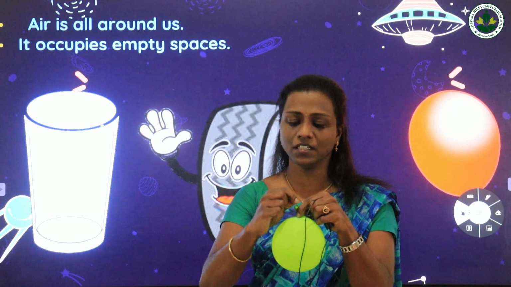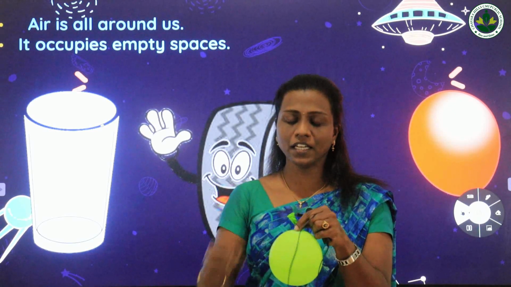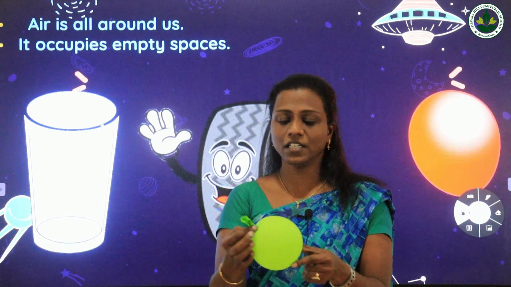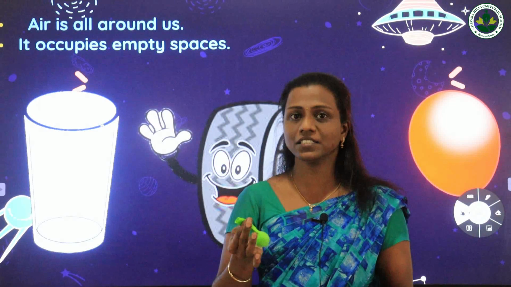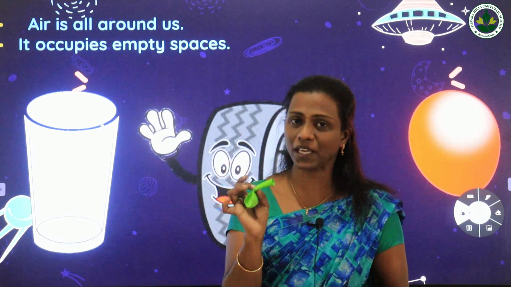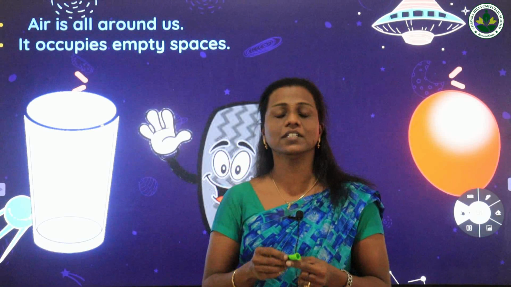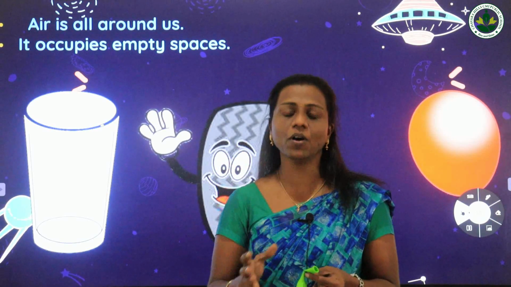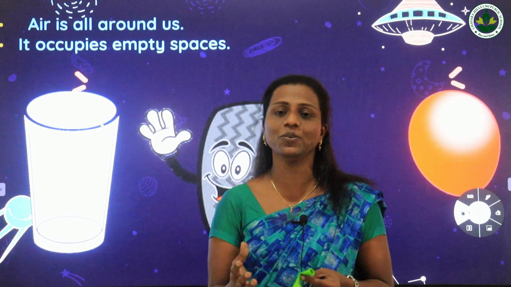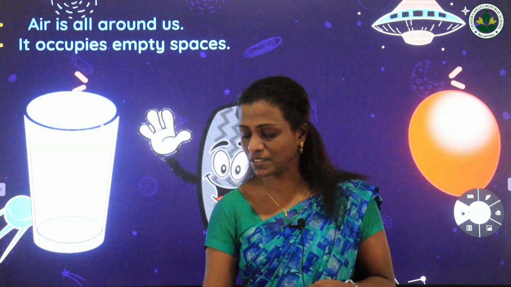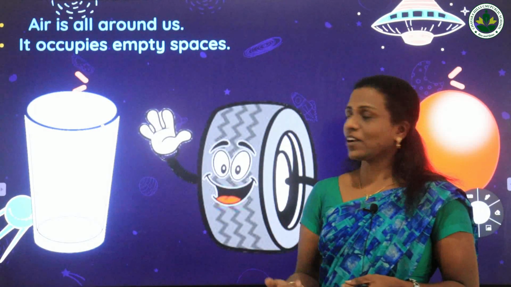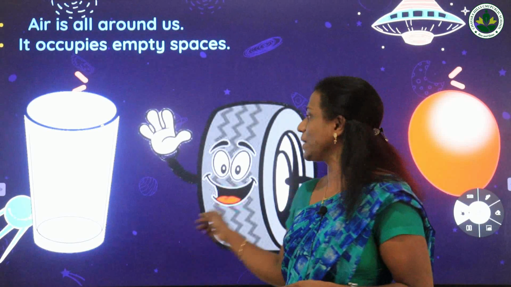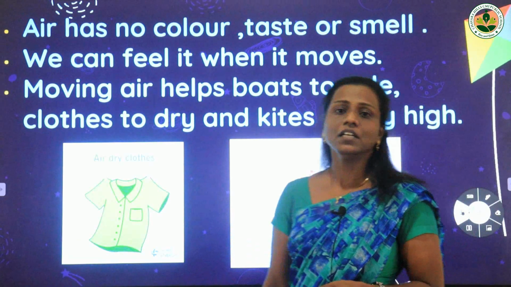You can see here, I am going to release the air from the balloon. At that time you can see the balloon's size is decreasing, and we can understand that air occupies the space inside the balloon. Inside the balloon there is space, and when we blow into the balloon, the size of the balloon will increase. So air is all around us. It occupies empty spaces.